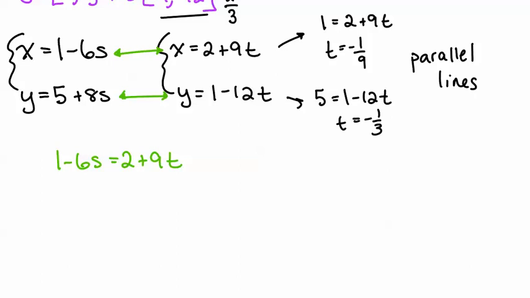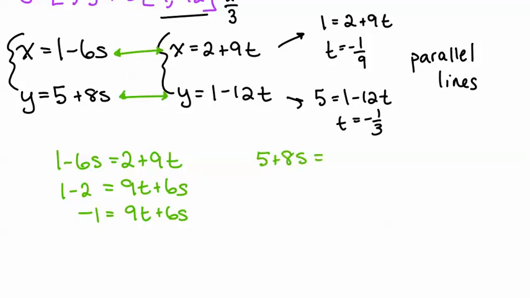So I'm going to move them on one side. So I'm going to move my 2 over. So I have 1 minus 2 equals 9t plus 6s. So negative 1 equals 9t plus 6s. So that's one equation. I'm going to do the same thing with my y's. So 5 plus 8s equals 1 minus 12t. And then I'll just move my s's and t's around. So I end up with 4, if I subtract 1 from both sides, equals negative 12t minus 8s.